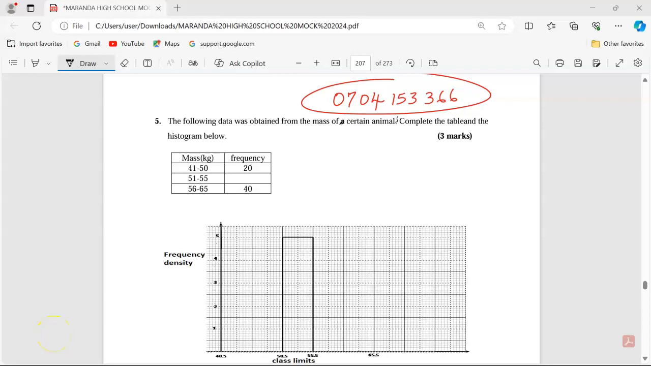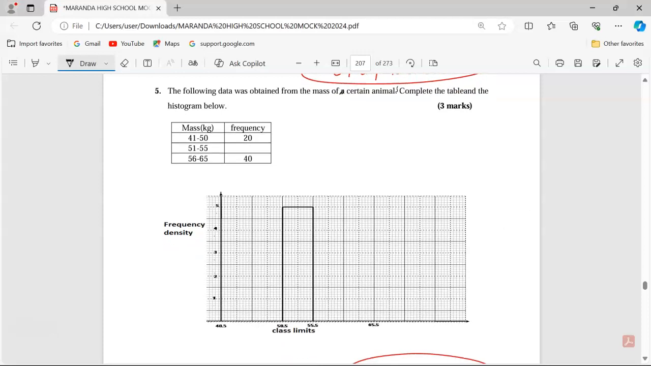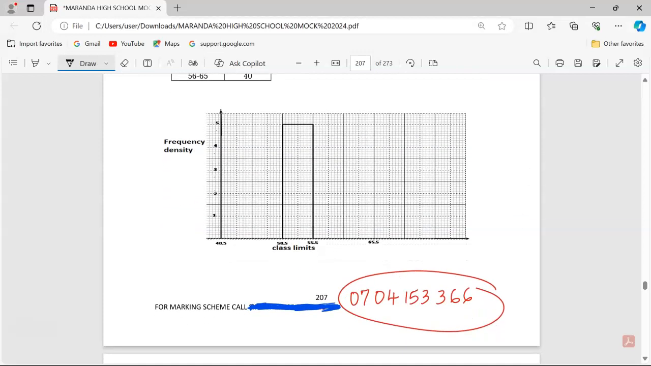We're going to handle statistics number 5. The following data was obtained from the masses of certain animals. Complete the table and histogram below. So we have a table here, then a histogram here, whereby frequency density and class boundaries have been plotted.